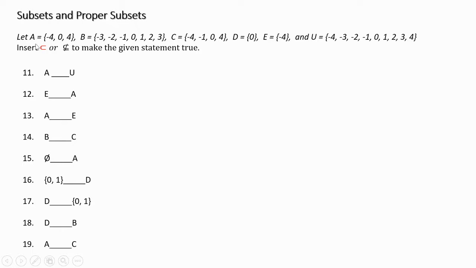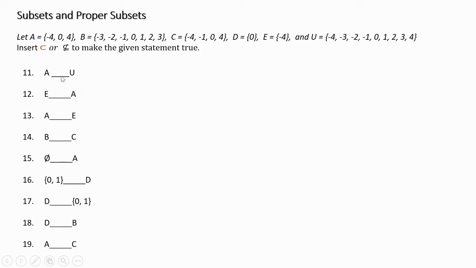Okay, so let's see. They give us A. Set A contains the elements -4, 0, and 4. Set B contains the integers from -3 to 3. Set C contains -4, -1, 0, and 4. Set D contains 0. Set E contains -4, and this is my universal set. The universal set, or set U, contains -4, -3, -2, -1, 0, 1, 2, 3, and 4.